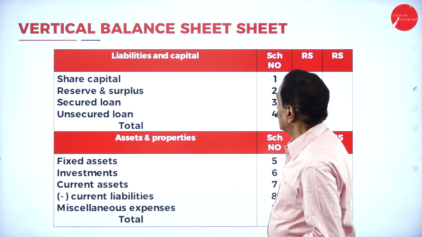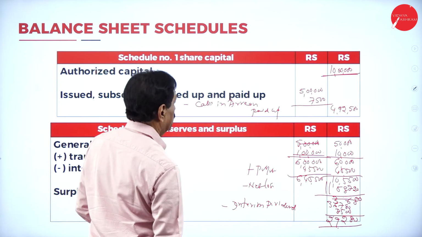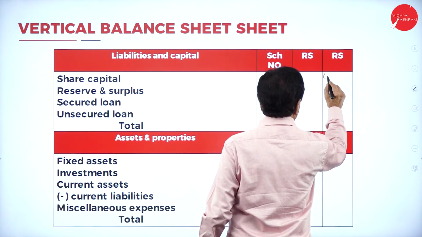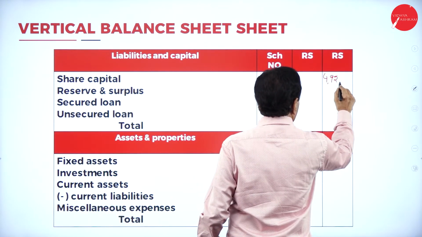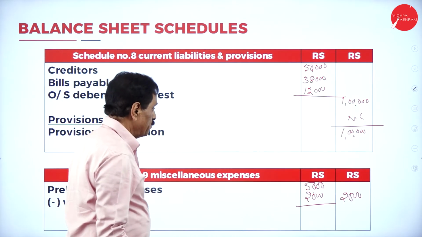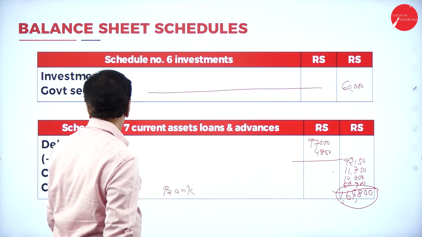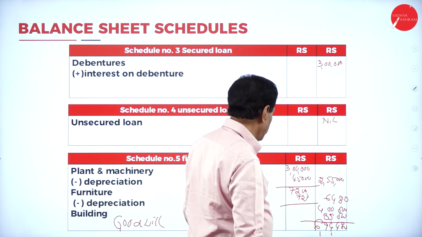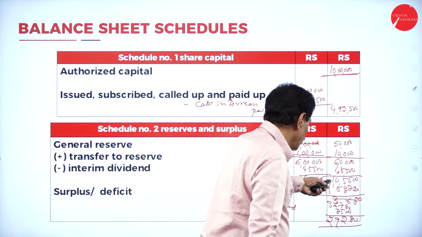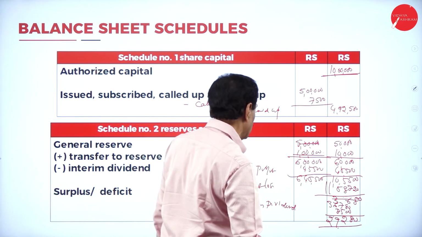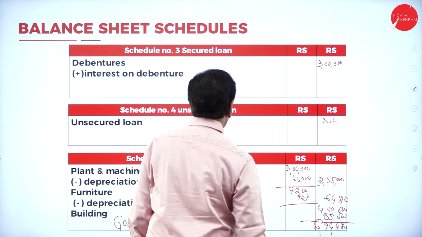Format of the balance sheet. Share capital, your share capital 4,92,500. Then reserve and surplus, the second one. Reserve and surplus: 50 plus 10, 60 for 1,05,000, 58,720, 36,750, 7,500, 29,280.